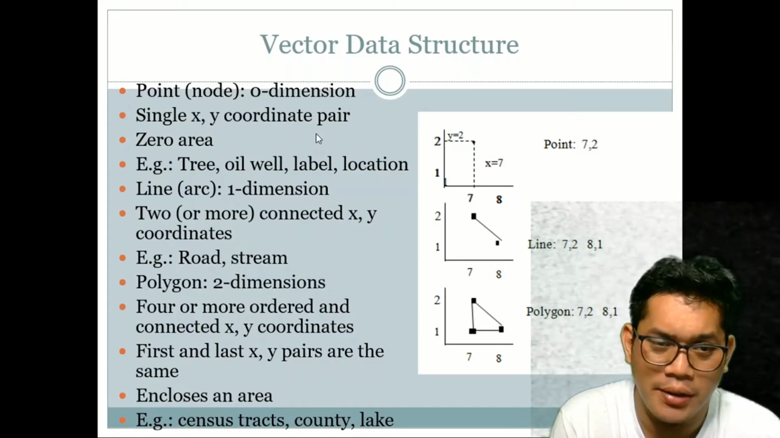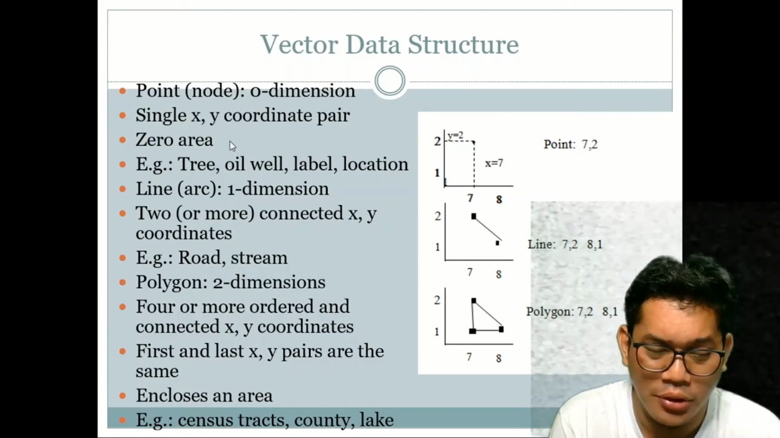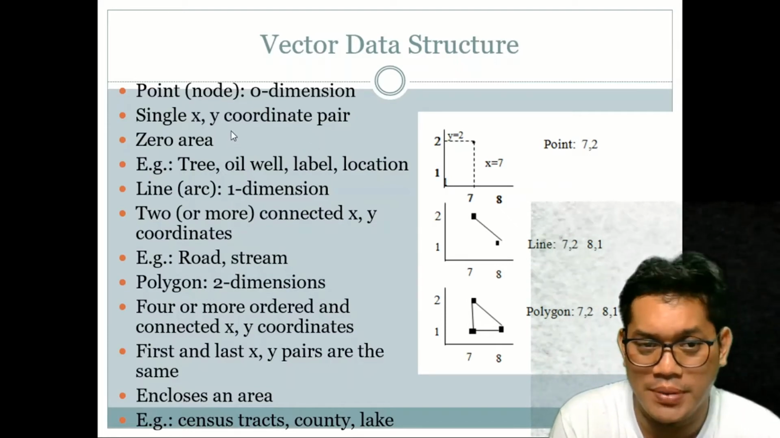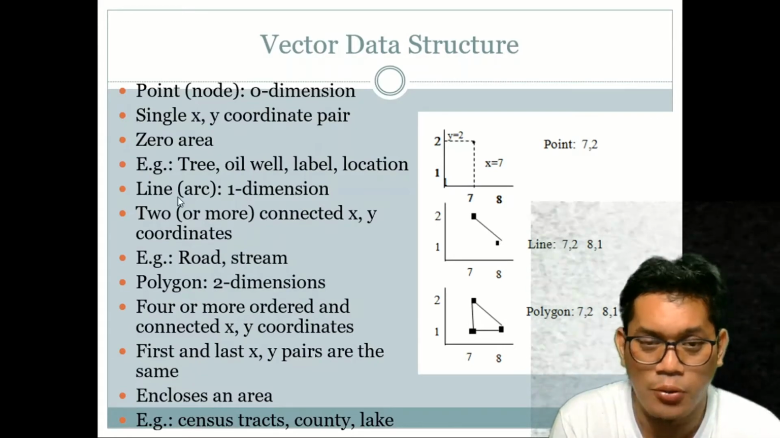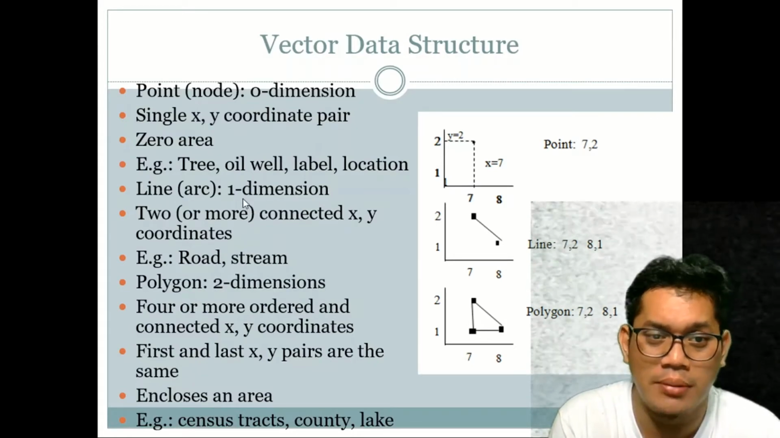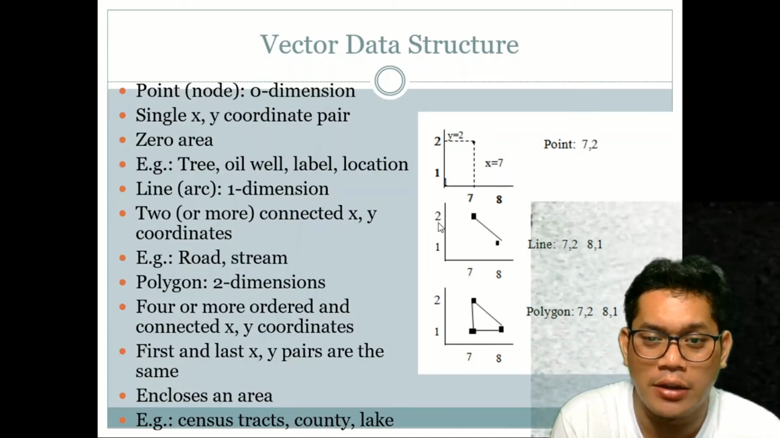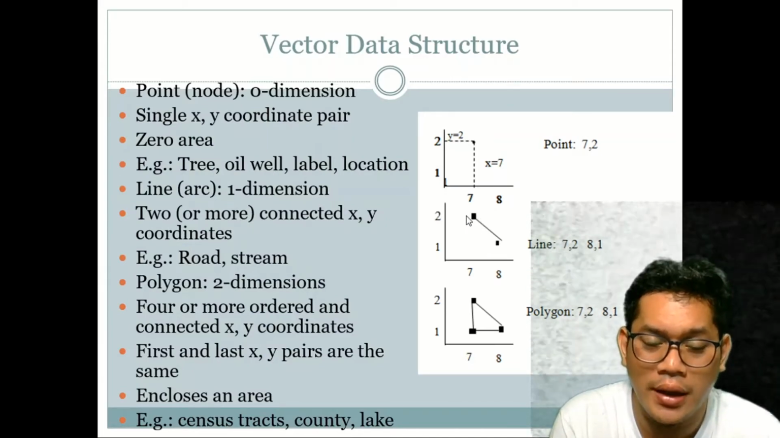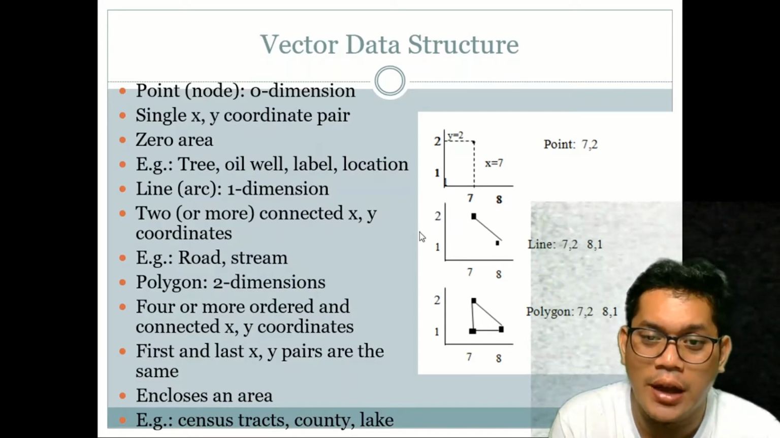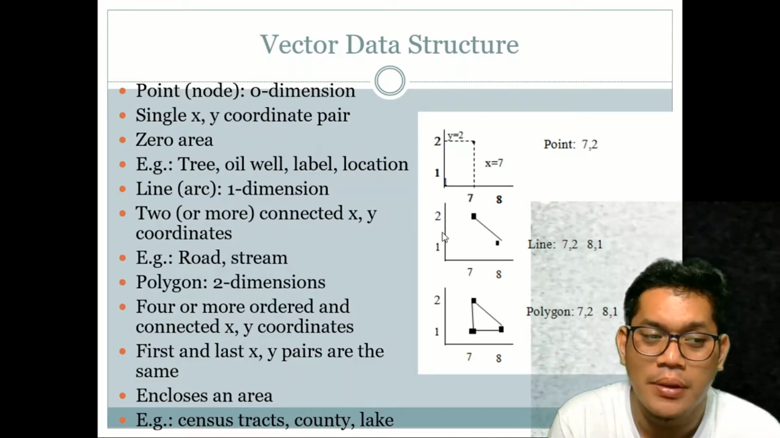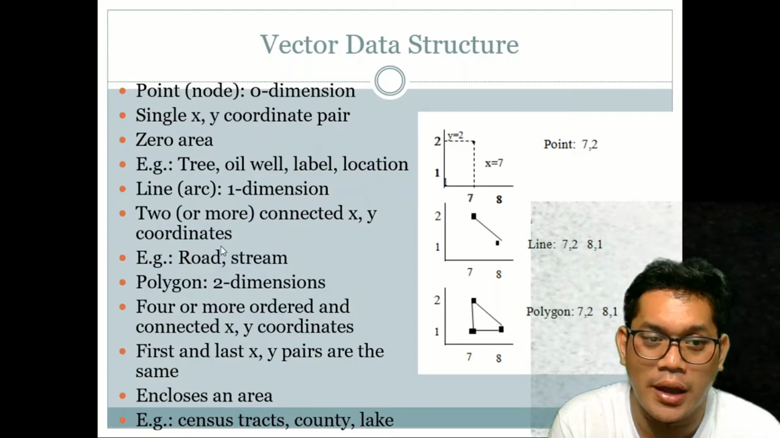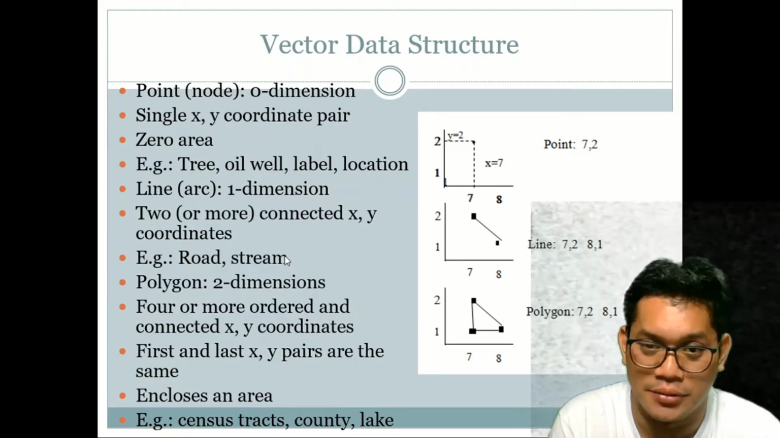And most of the time, the data for points is data that we captured from our GPS. And we have line, which is 1 dimension, where it is 2 or more connected x and y coordinates. So for every edge of the line, there are points basically, and they are connected to each other, and it has direction.